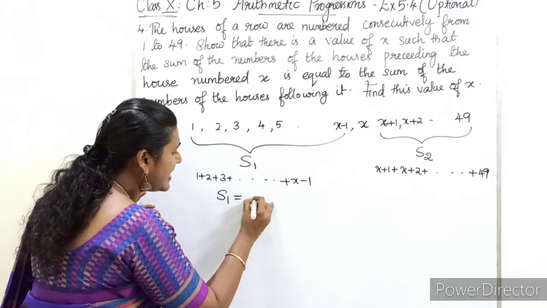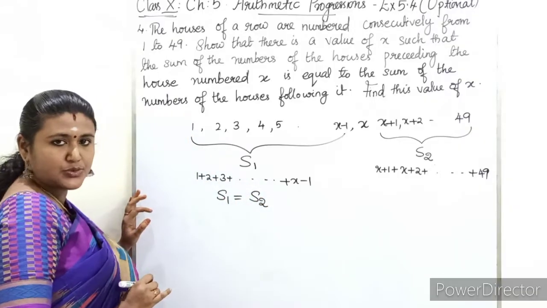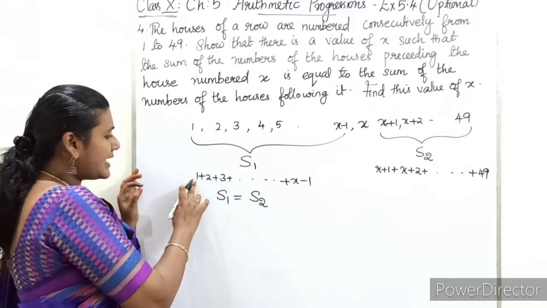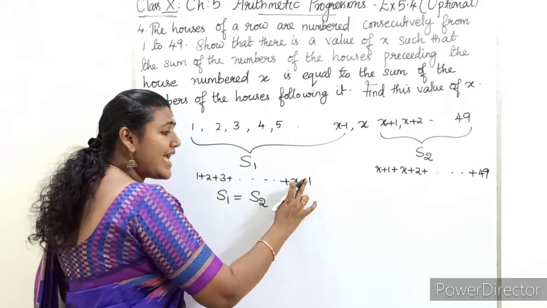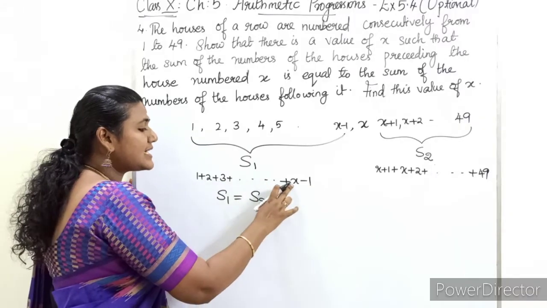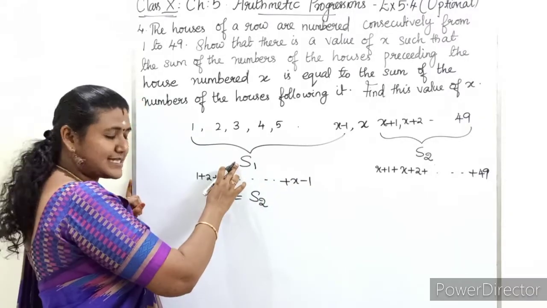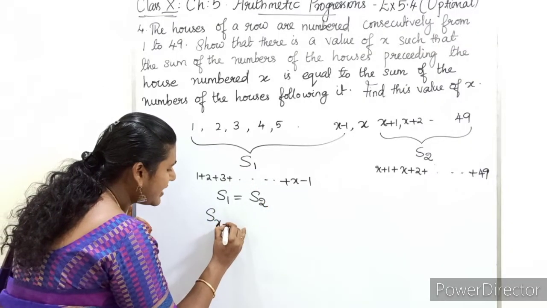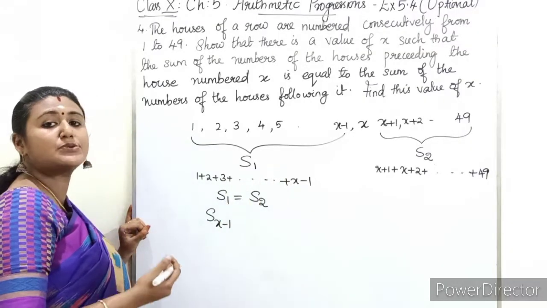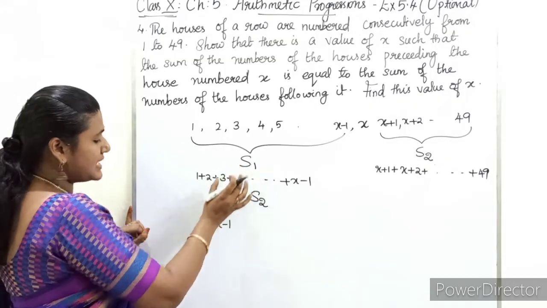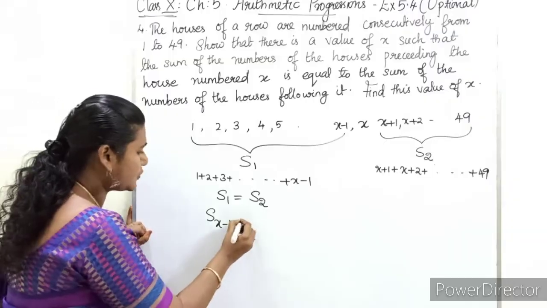So it is given that S1 is equal to S2. What is S1? We can denote this as the sum of the first x minus 1 terms: 1 plus 2 plus 3 plus etc. plus x minus 1 is S1. So we can denote this as S(x minus 1), because here we have x minus 1 terms.